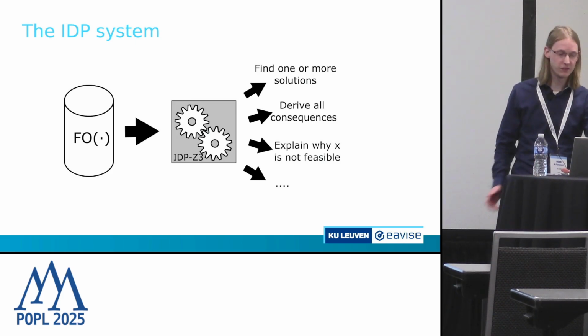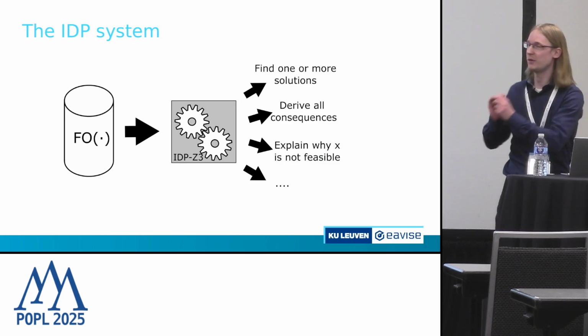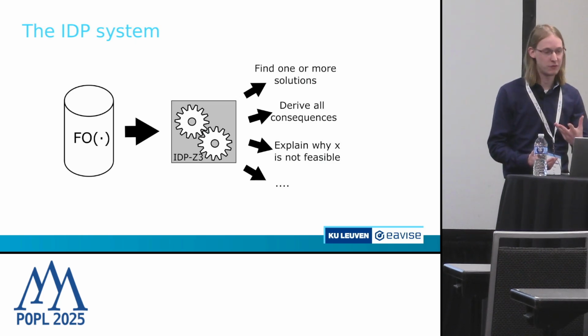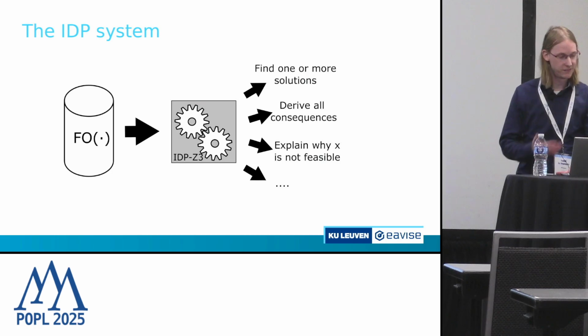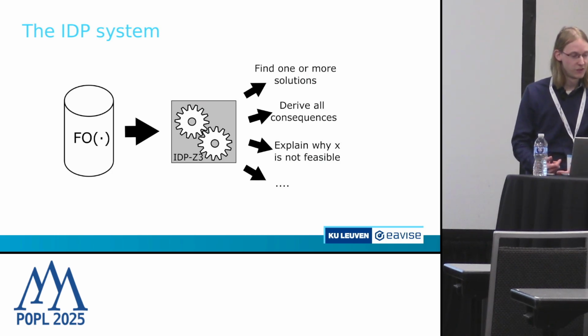So FO(·): when I talk about the IDP system, I'm talking about the full system. When I'm talking about our knowledge base or FO(·), I'm talking about the language that's actually used to write down our knowledge. And this FO(·) is just first order logic with extensions. The extensions are inductive definitions and types. So what does it look like?